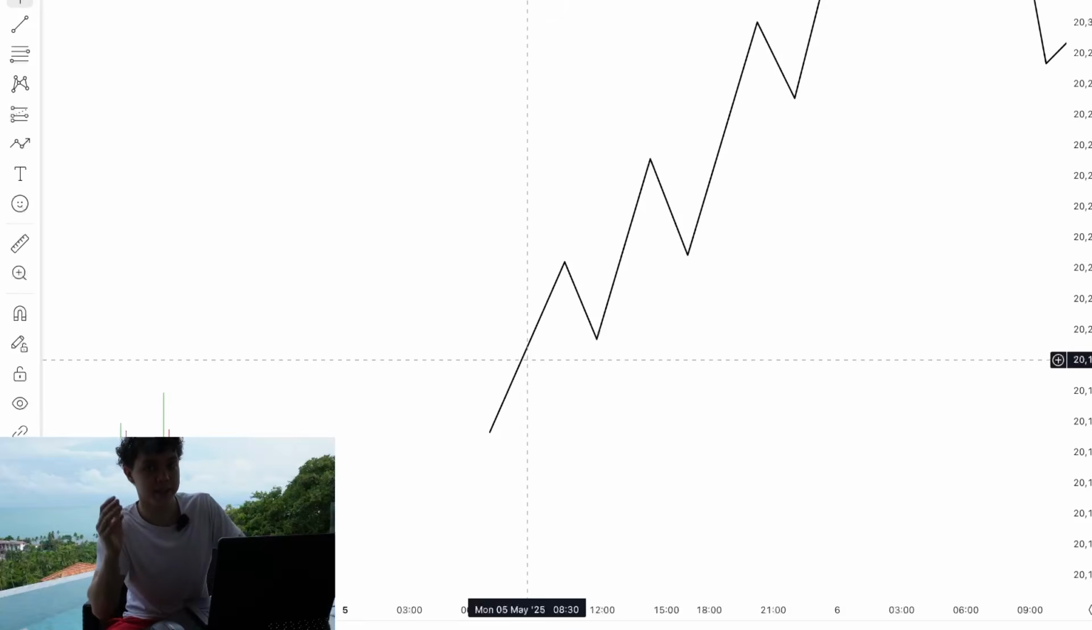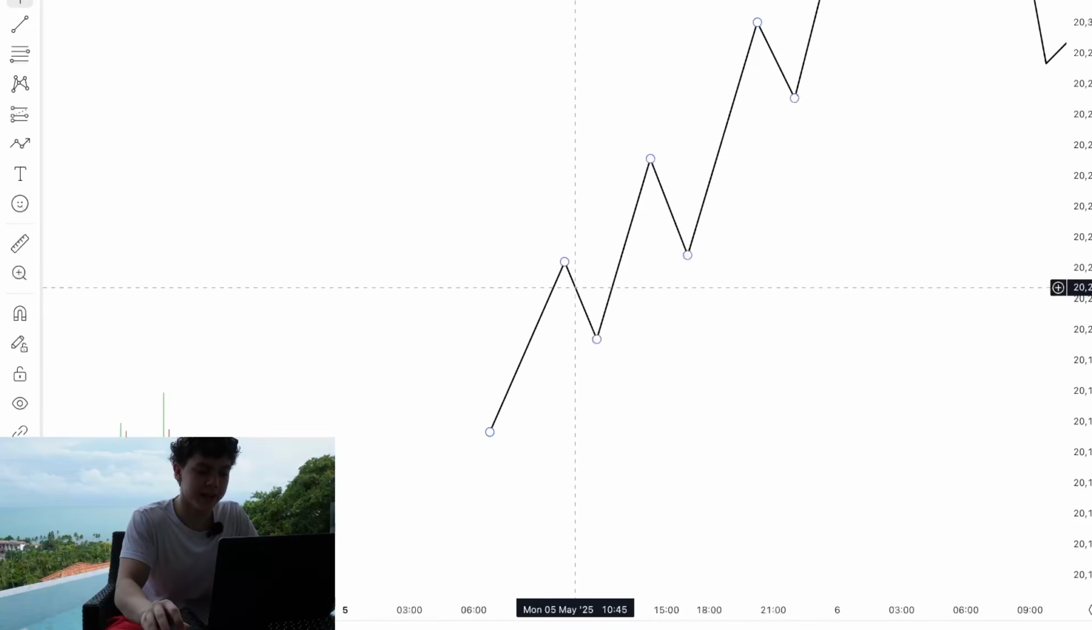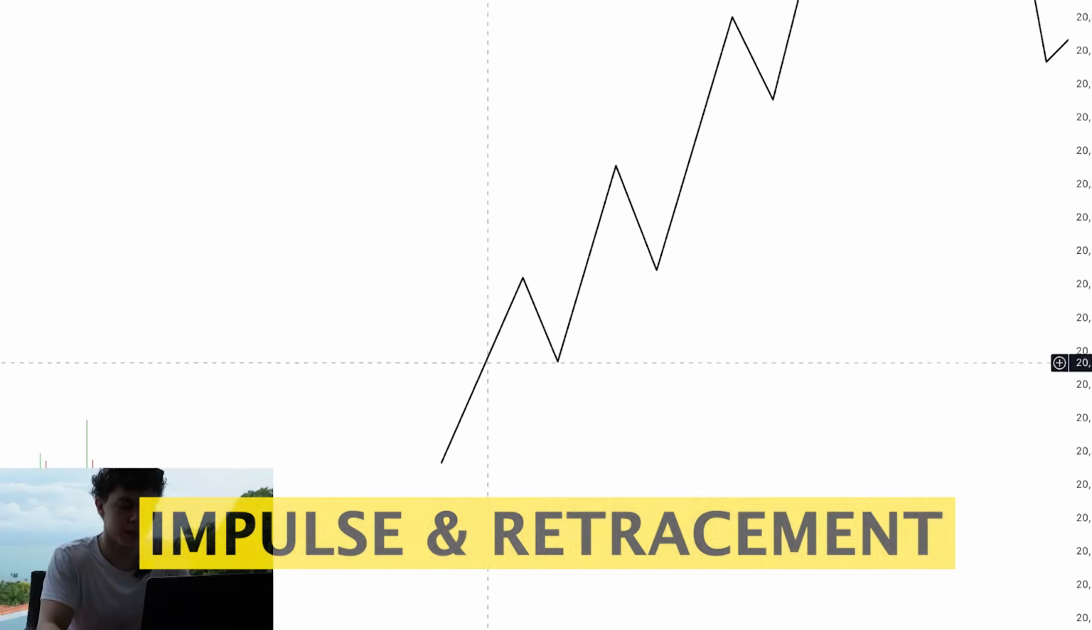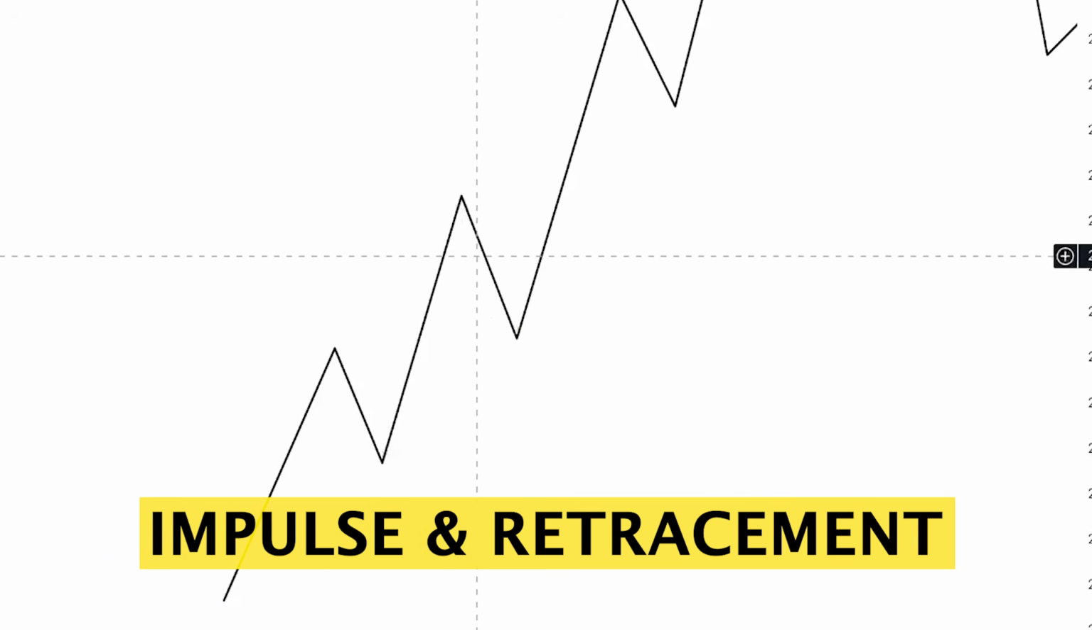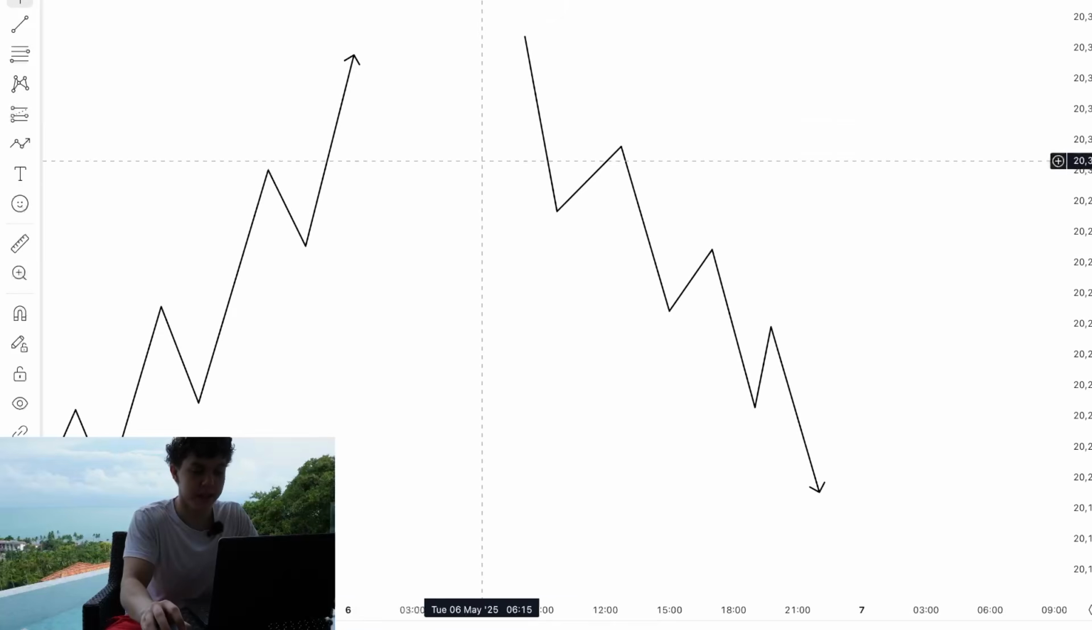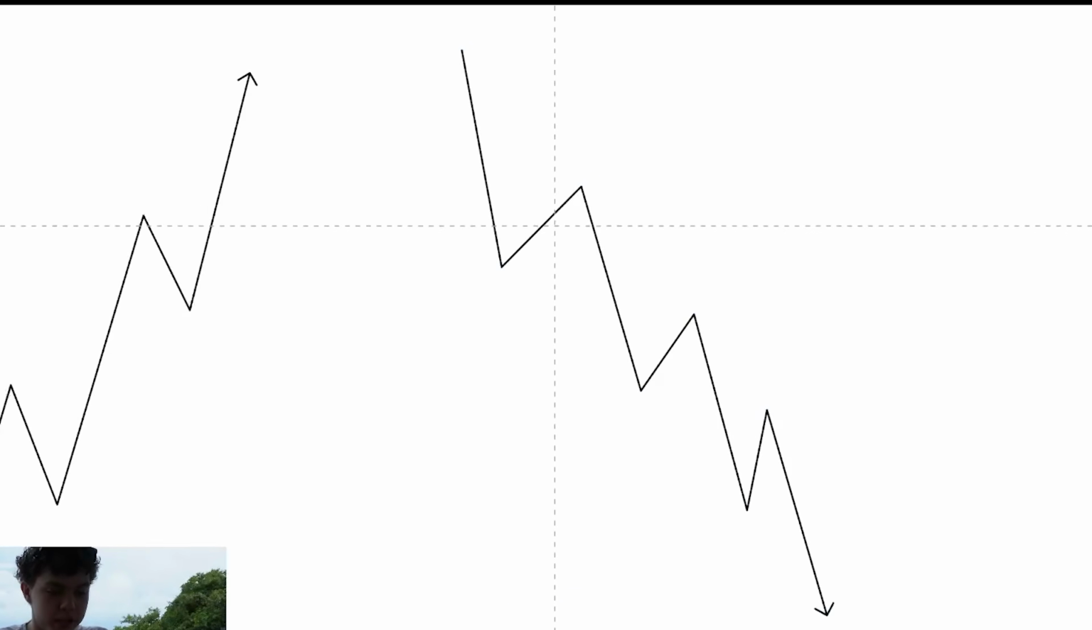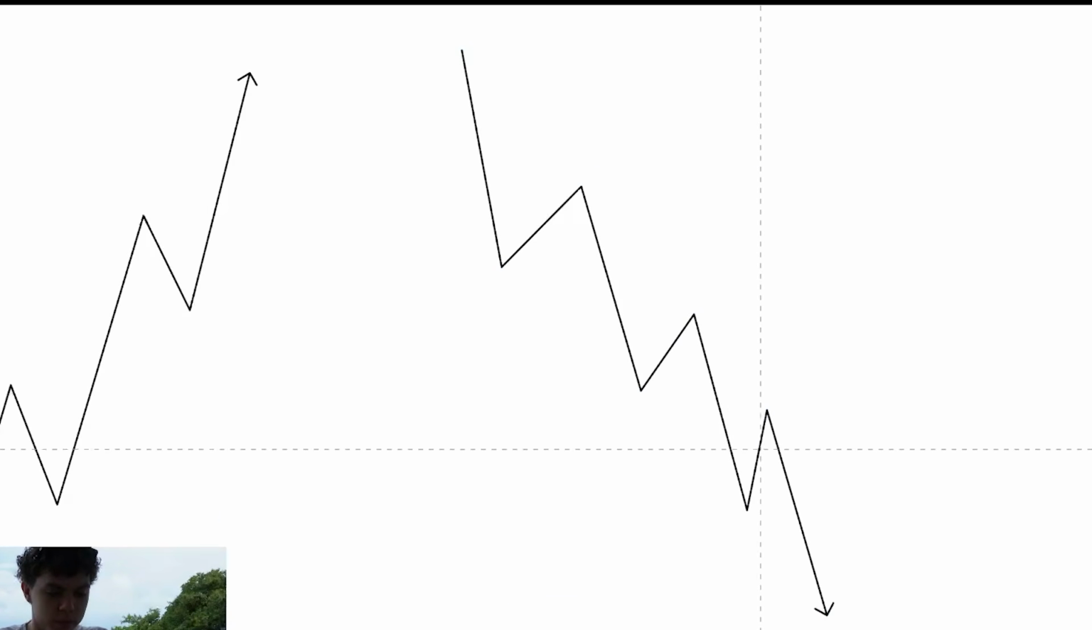Now, the way you actually spot these trends is simple. There's a big move and a small move in the trend. The big move is called an impulse and the small move is called a retracement. Impulse, retracement, impulse, retracement. Same as here. Impulse, retracement, impulse, retracement, impulse.